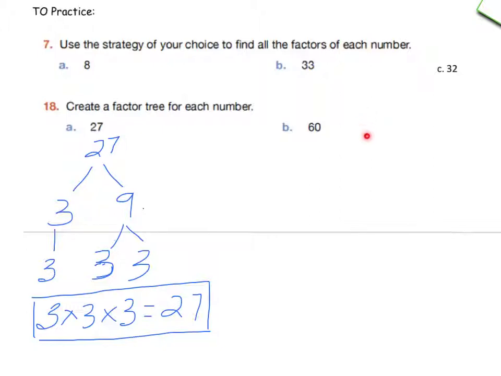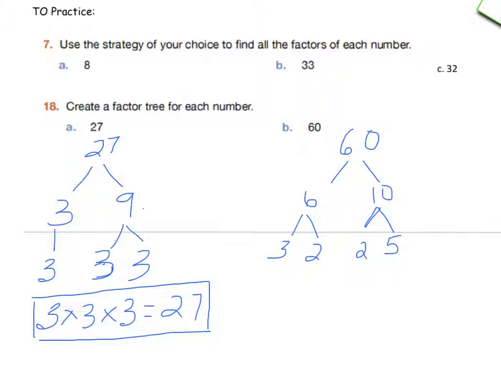All right, 60. Oops, I need my pen. 2 numbers that multiply to equal 60. Well, the first 2 that come to my head are 6 and 10, so I'm going to start with those. Now, neither of those are prime, so they both have to be worked on. 3 and 2 multiply to equal 6. And 10, I have 5 and 2 that multiply to equal 10. 3 is prime. 2 is prime.